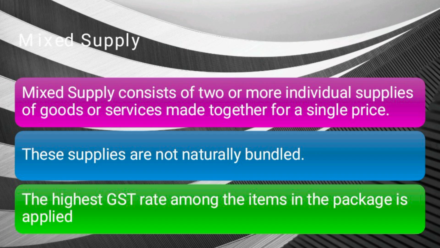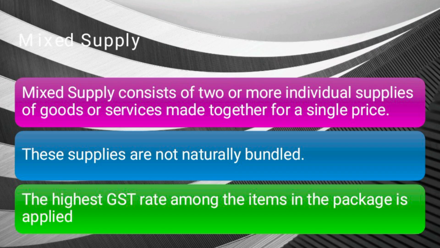Then what is mixed supply? In case of mixed supply also, it consists of two or more individual supplies of goods or service made together for a single price. Two or more goods are combined together, and they are sold for a single price. These supplies are not naturally bundled.